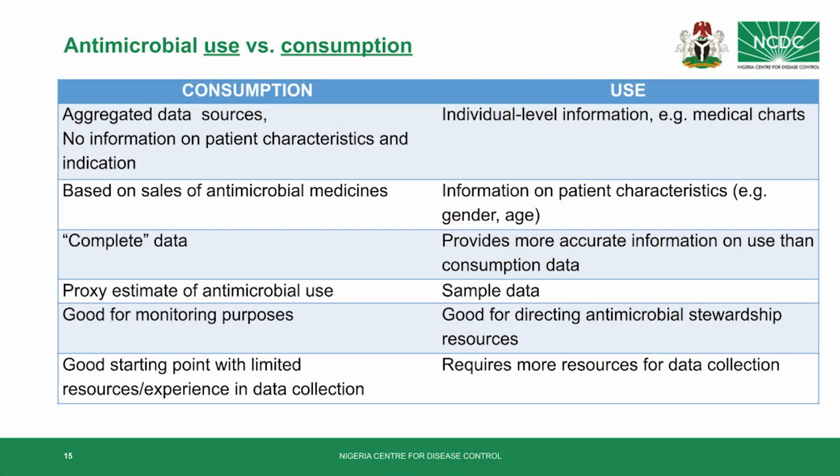So to further buttress the differences between consumption and use of antimicrobial agents, we would say therefore that consumption is an aggregate data source. There's no information on patient characteristics and indications, whereas use has individual-level information. Consumption is based on sales of antimicrobial medicines, whereas in use, information on patient characteristics, e.g. gender, age, weight, etc. are involved.